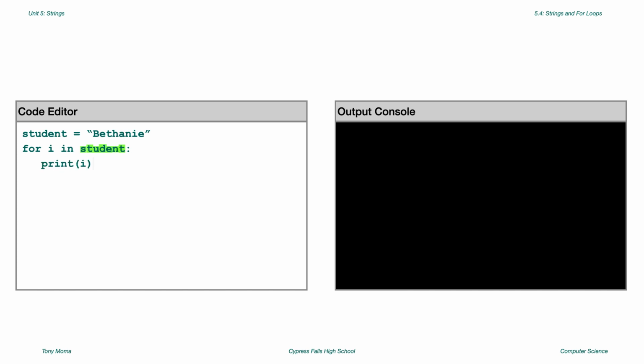Thus, in our starter for loop, all we have to do is print i. We don't need to treat i as an index because the i variable is already storing the individual character, thus producing this as our output.